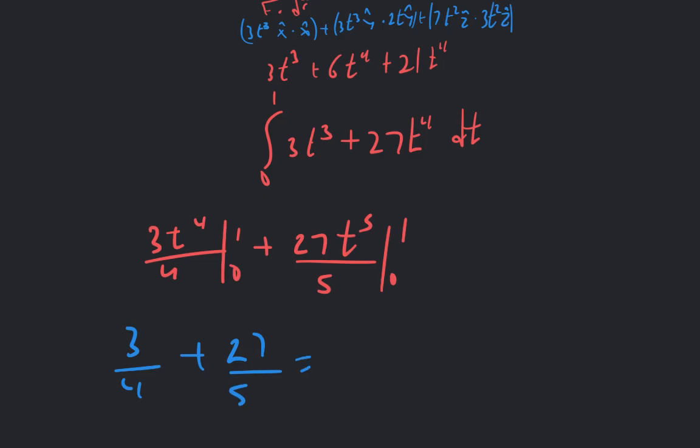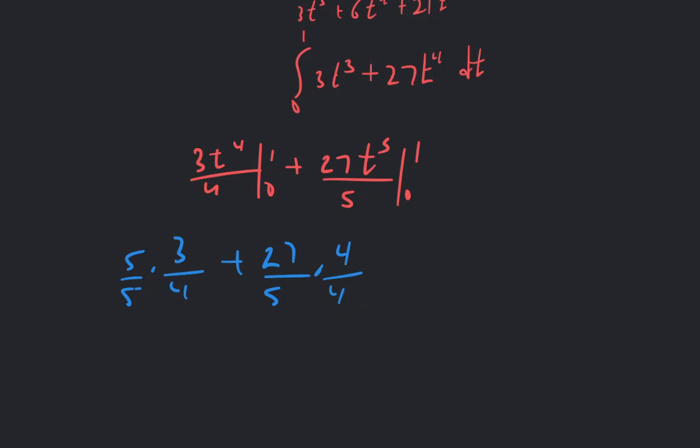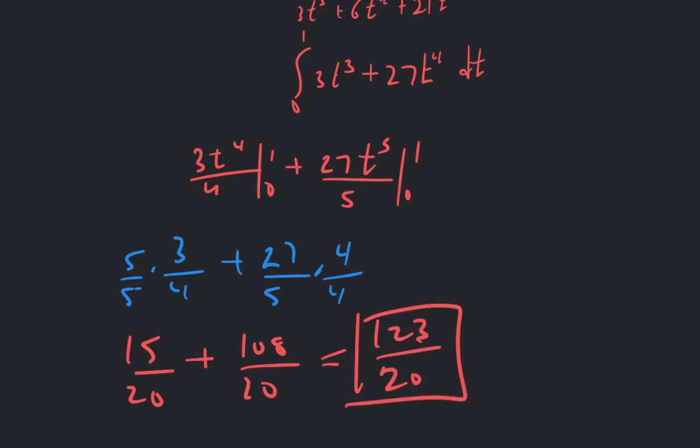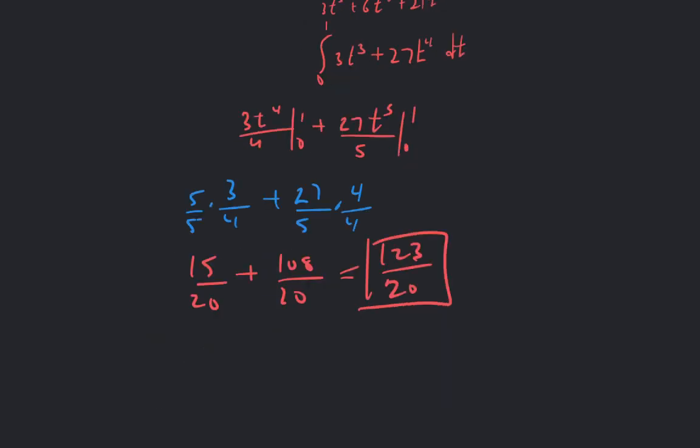And multiply that by 1, so 15 over 20 plus 108 over 20, which is 123 over 20. And that's the final answer.